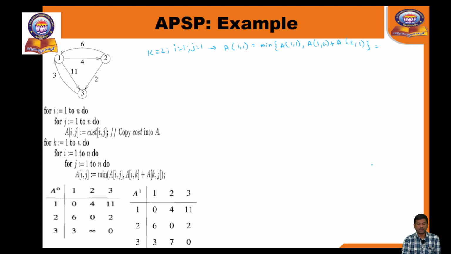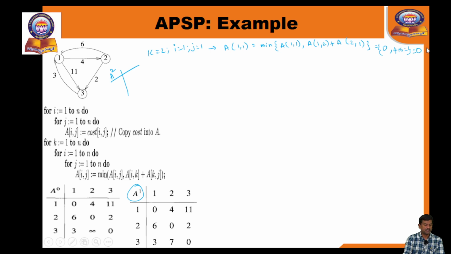What matrix has to be taken? The matrix A1 has to be taken, because according to the computation statement which I have given in your earlier slide, that is A of k minus 1. So when you need to compute A2, you need to take into consideration A1's matrix. So A11, which is equal to 0, comma A12 is equal to 4, plus A21, that is 6. And what is the minimum? Minimum is equal to 0.